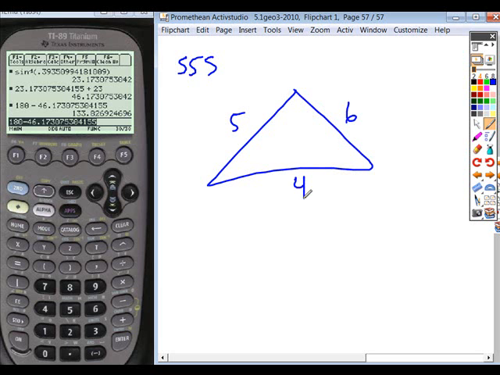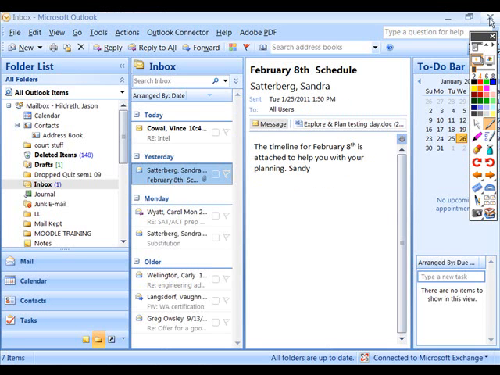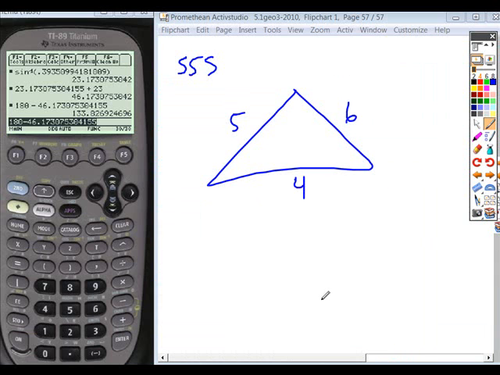Okay, so let's say I took this triangle. The pattern is all three sides. Okay, and so let's say I wanted you to find the smallest angle. Which angle would I be asking for if I asked you for the smallest angle? Angle C.